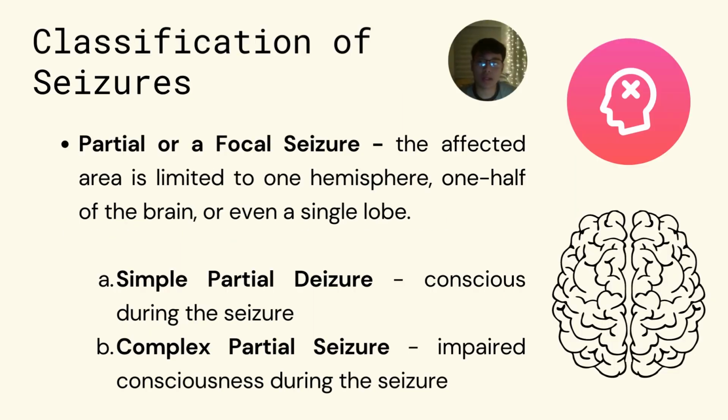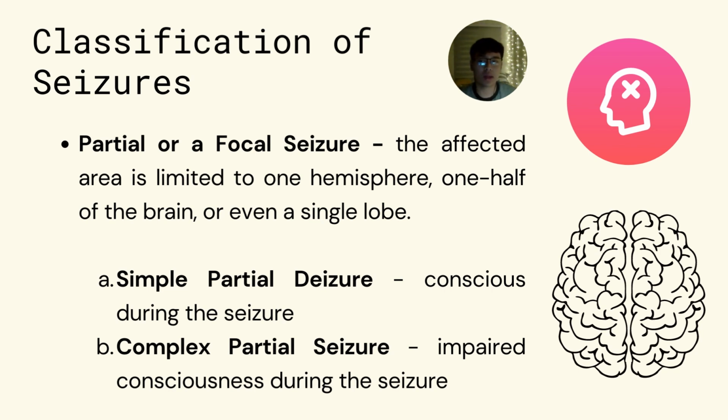Now let's talk more about the classifications of seizures. We can start grouping the seizures by the region of the brain that is affected. When the affected area is limited to just one hemisphere or one-half of the brain, or sometimes even a smaller area like just one lobe, we call it a partial or focal seizure.